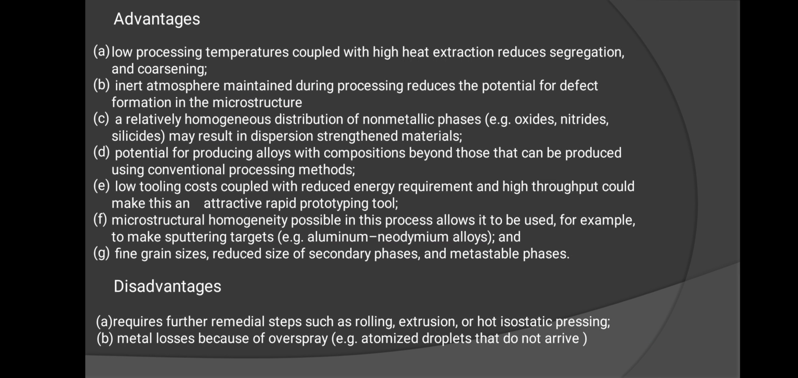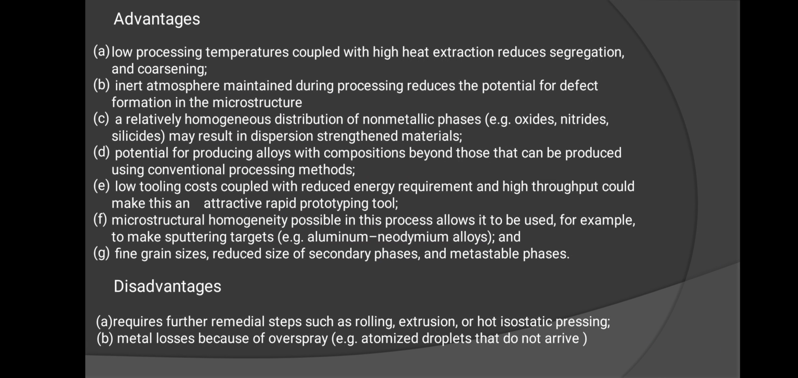Advantages. Some of the advantages are: low processing temperature coupled with high heat extraction reduces segregation and coarsening. Inert atmosphere maintained during the process reduces the potential for defect formation in the microstructure. A relatively homogeneous distribution of non-metallic phases such as oxides, nitrides, silicides may result in dispersion strengthened materials. Potential for producing alloys with compositions beyond those that can be produced using conventional processing methods. Low tooling costs coupled with reduced energy requirement and high throughput could make this an attractive rapid prototyping tool.